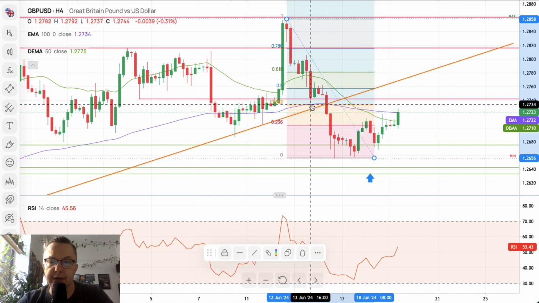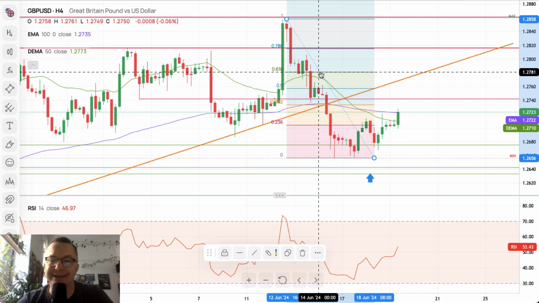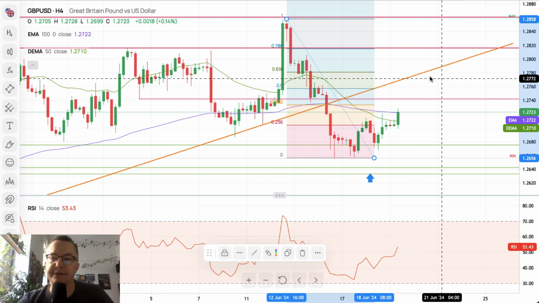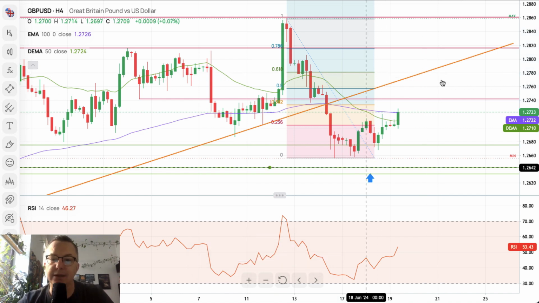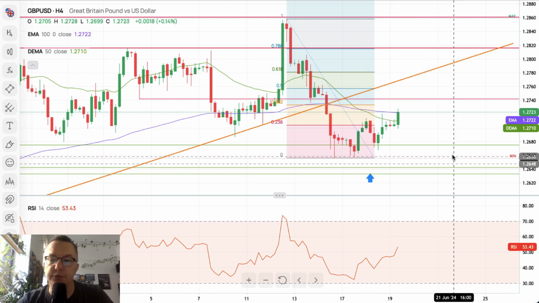The 38% is located at 1.2743, the 50% retracement is located at 1.2757, and the 61% retracement is located at 1.2781, and it is just above the trend line. So there are plenty of levels that the market can touch before it will eventually continue the downside movement.